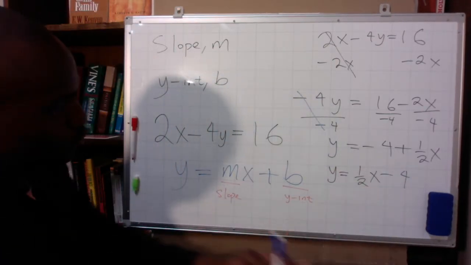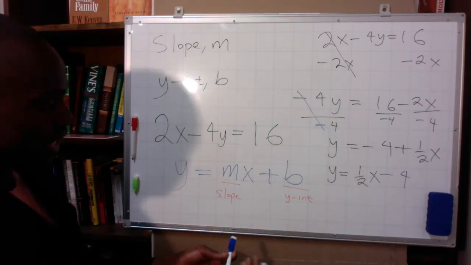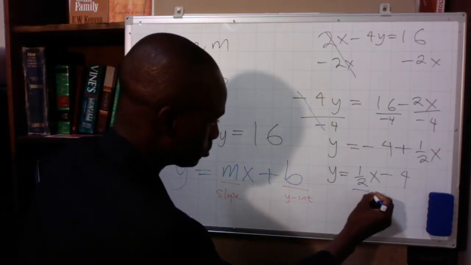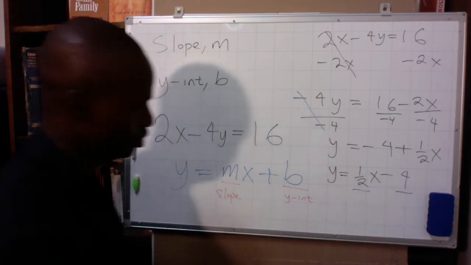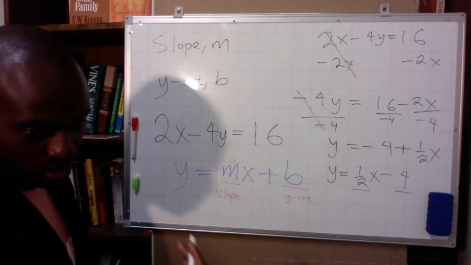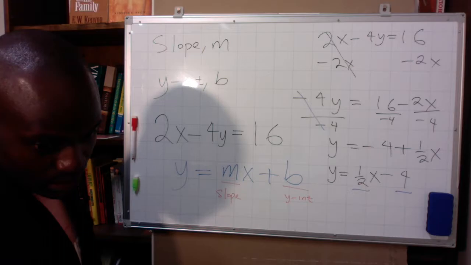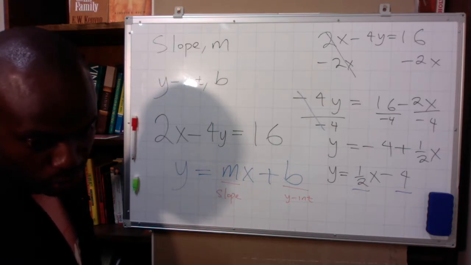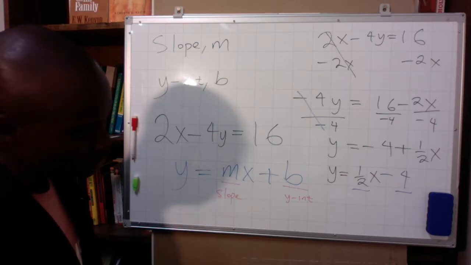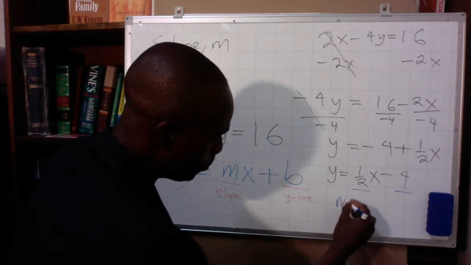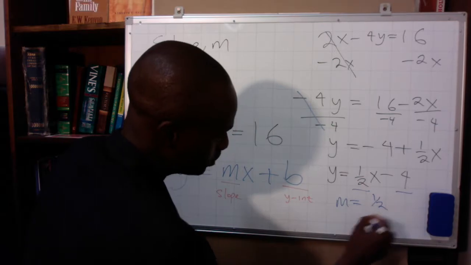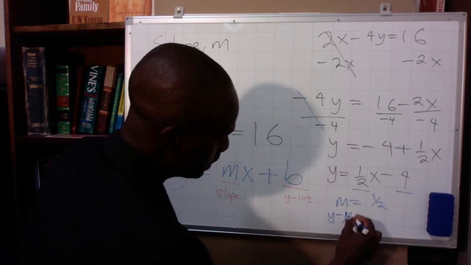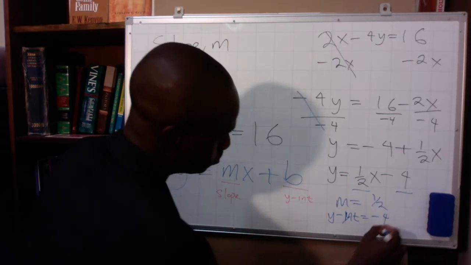Just swapping the terms. At which point we realize that this is our slope, this is our y-intercept. So the slope is half and the y-intercept is negative 4, which means option D among the options is what we want. Slope is half, the y-intercept is negative 4.